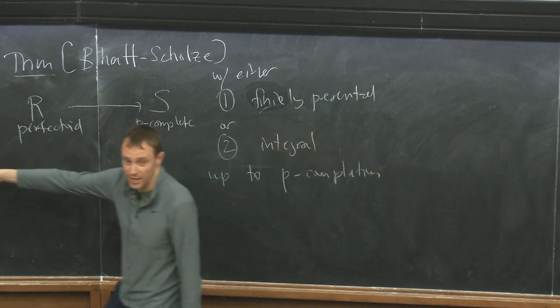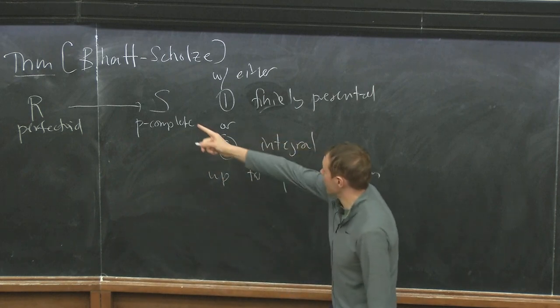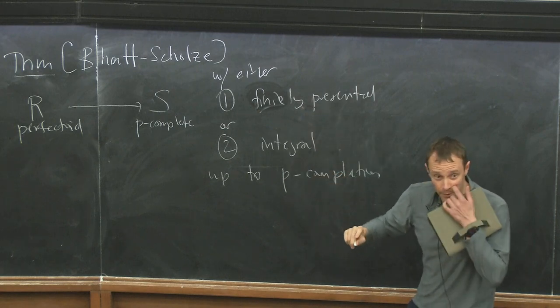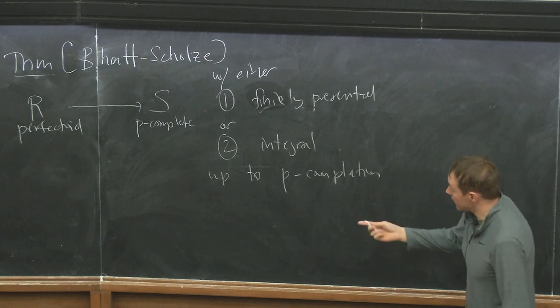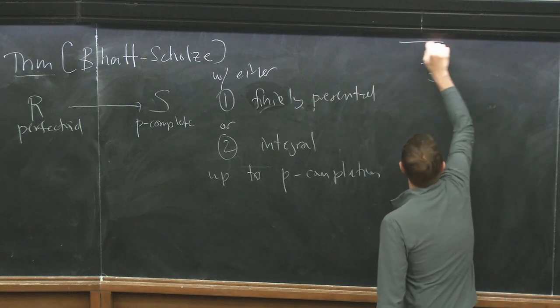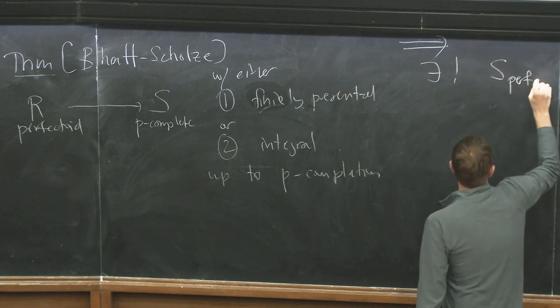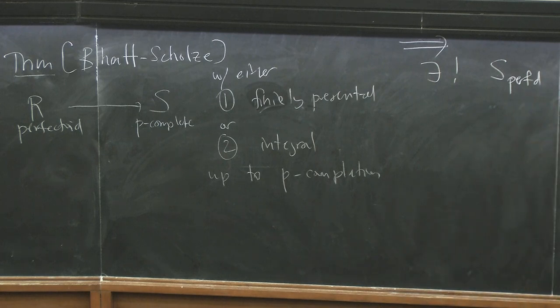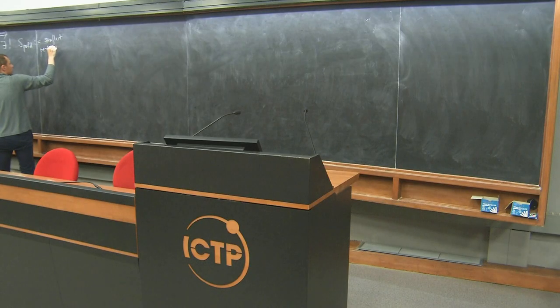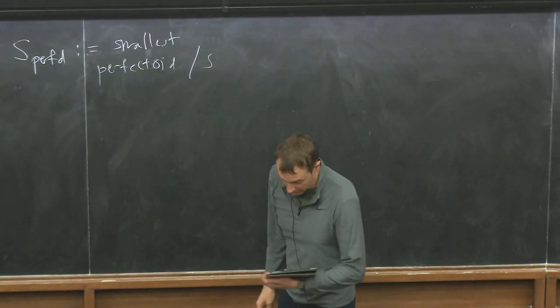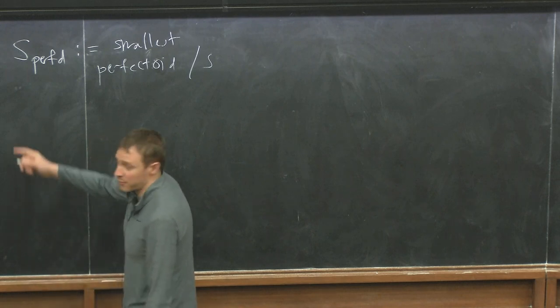Right? So just like in this example over here, you want S to be the p-adic completion of something which is either a finitely presented algebra or an integral map. In this case, the conclusion of the theorem is that there exists a unique ring, call it S perf, or the perfectoidization of S, which is the smallest perfectoid ring over S, i.e., it's universal for maps from S to perfectoids.